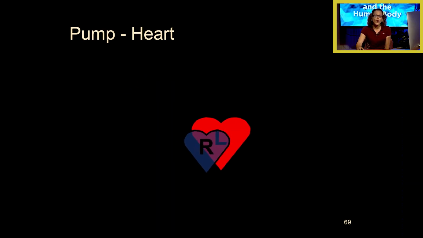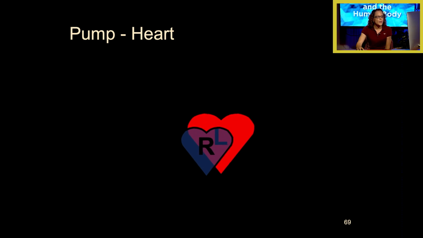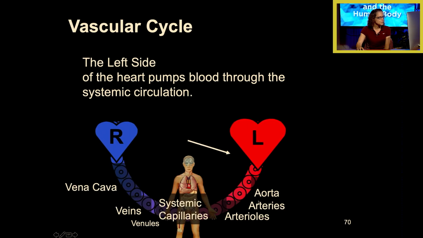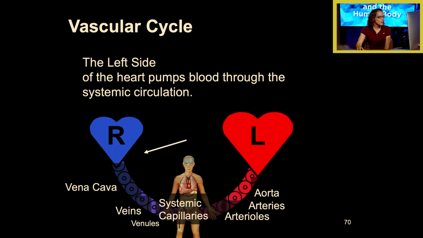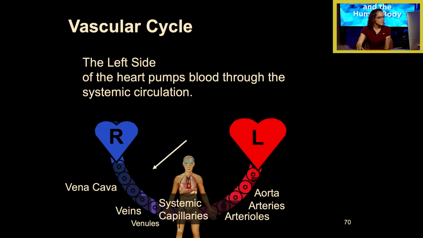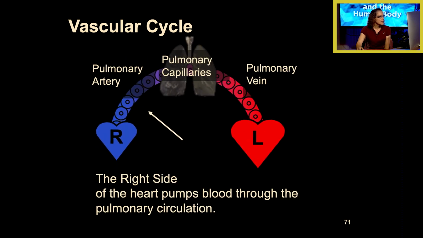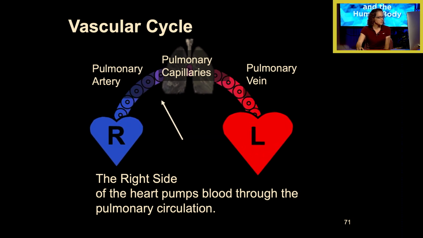Perfusion homeostasis can be altered if any of these 3, or more than one of all 3, become compromised. Too much fluid can increase our blood pressure. We'll learn more about how increased blood pressure can damage our heart. Here we're taking a look at the left side of the vascular cycle. The left side of the heart pumps blood through the systemic circulation. The right side of the heart pumps blood through the pulmonary circulation.